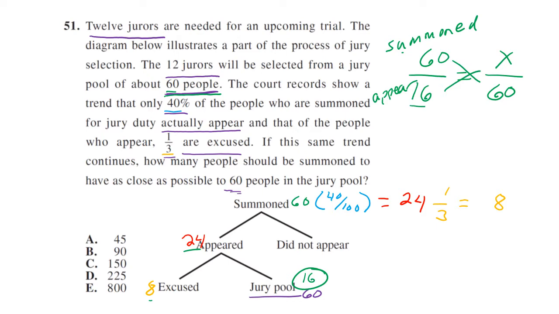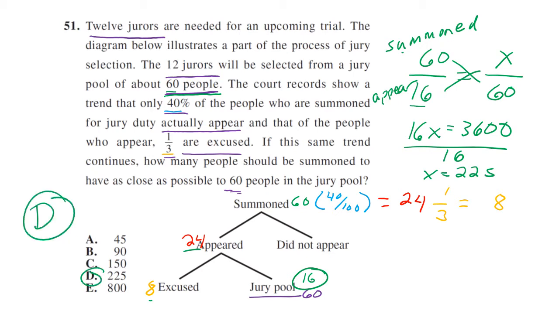Cross multiply: 16x equals 3,600. Divide both sides by 16. You get x equals 225. So you need to summon 225 people in order to get 60 in the jury pool. The answer is D.